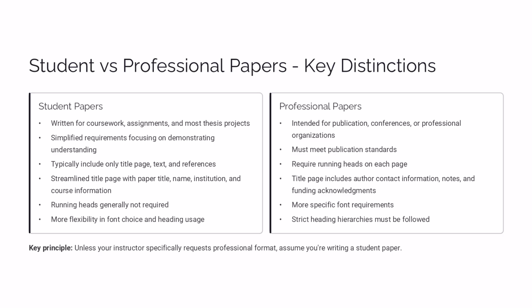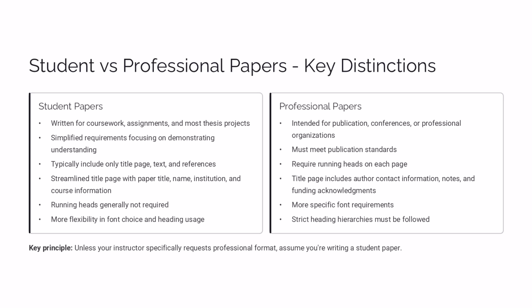These papers have simplified requirements that focus on demonstrating your understanding of course material and your ability to engage with scholarly sources. Student papers typically include only the basic elements, title page, text, and references. The title page for student papers is streamlined, containing your paper title, your name, your institutional affiliation, and course information. Student papers generally do not require running heads, though some instructors may request them for pedagogical purposes.